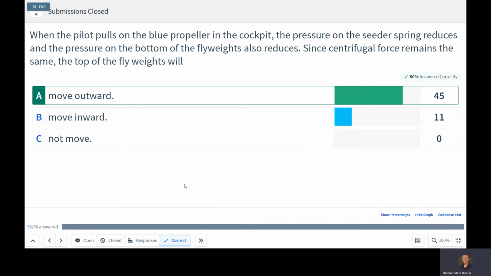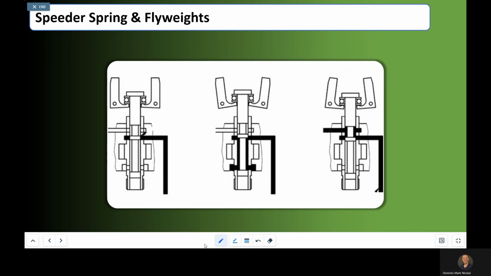All right, most of you got that one right. Move outward. Okay. Equal forces on the two, right? If you remove the force on the bottom, that means centrifugal is greater. It's going to be moving the top of the flyweight outward. This is what it tends to look like here.